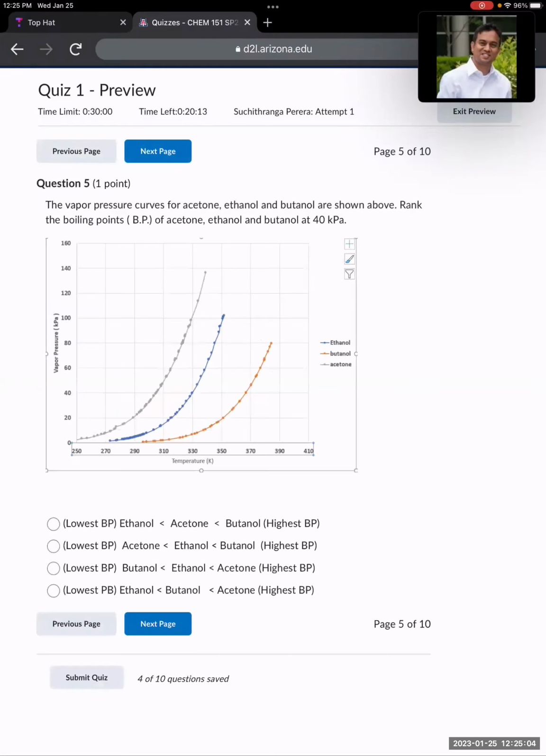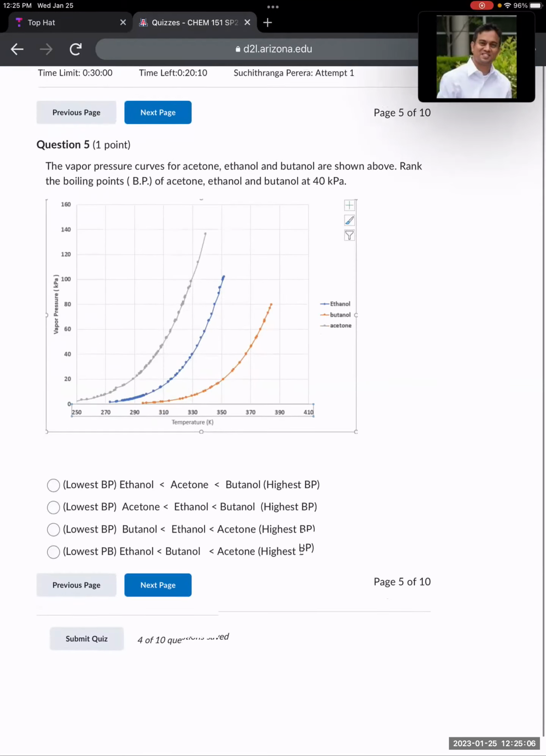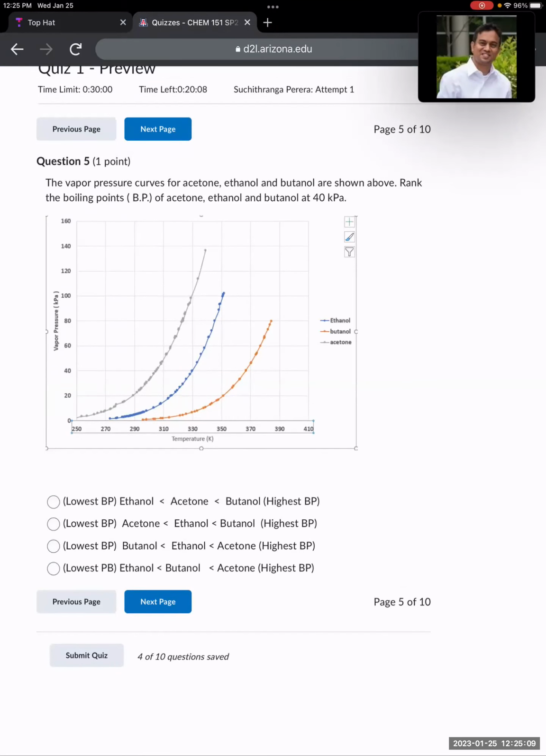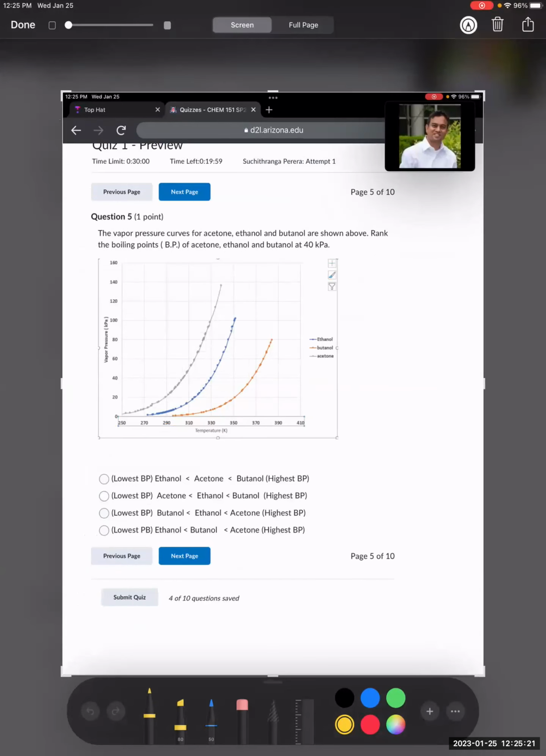And moving on to question 5, we are given vapor pressure curves of 3 different substances, and then we are asked to predict or rank the boiling temperatures. Let me use a picture. Okay, so there are different ways of doing this. So let's say at a certain 40 kilopascals. So let me draw the 40 kilopascals line over here. Here's the 40 kilopascals line.